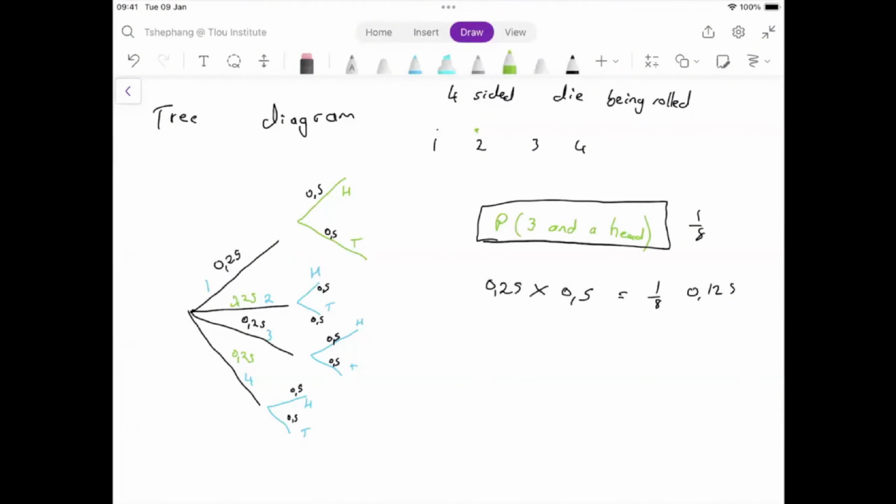Now, let's make it a little bit more complex. Probability of an even number. What is that probability? Okay, we're getting 1 over 2, we're getting 2 over 4. I'll give you 15 more seconds to just attempt it.